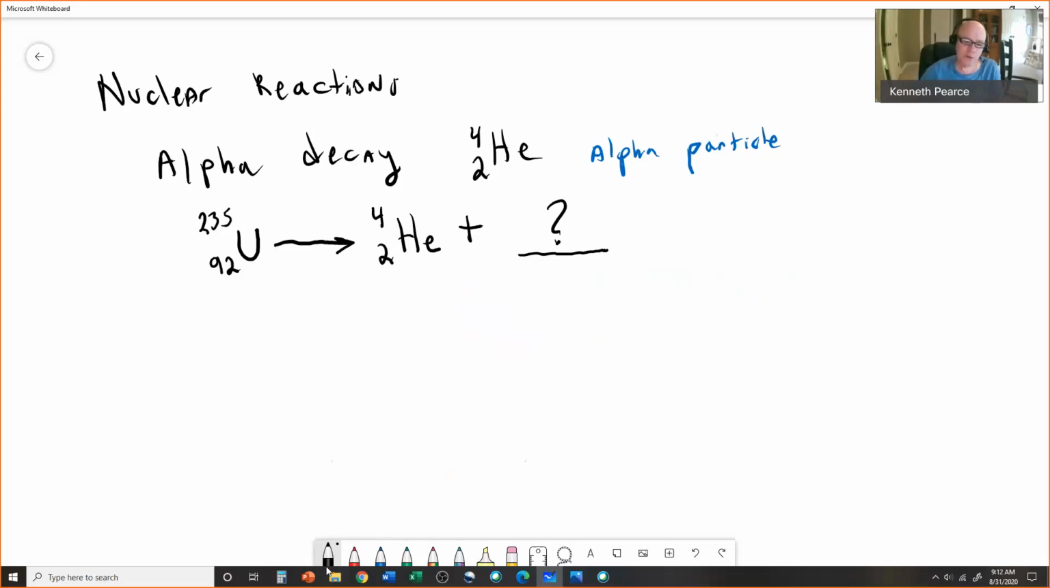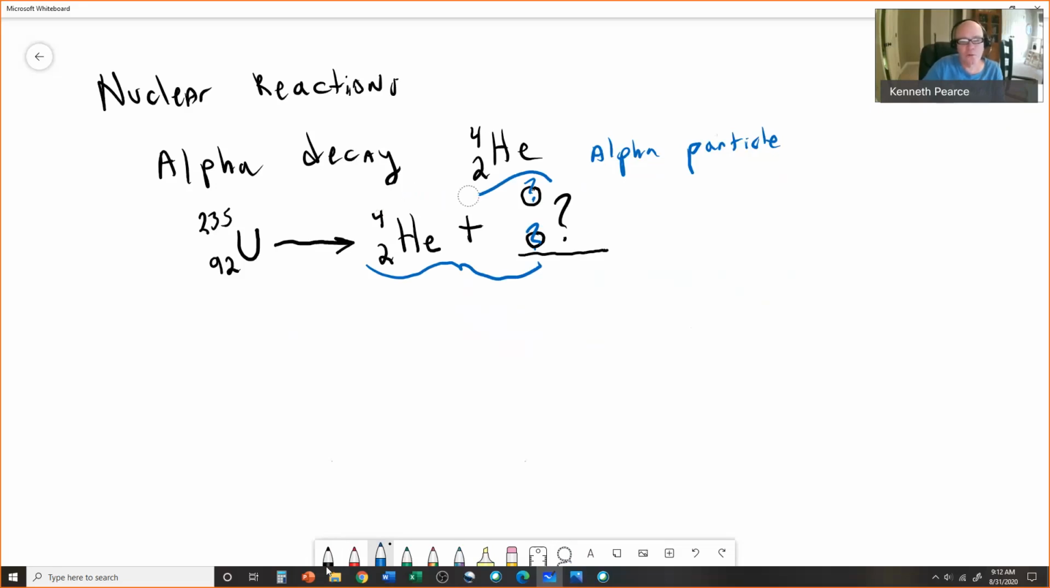Now, the key is that we want the tops. This is the top. Here's the other top. And here's my unknown element. I want these tops, the 4 plus whatever it is, which I don't know yet, and the bottoms, 2 plus something, to equal whatever's on the left-hand side, to 235. So what can we do?